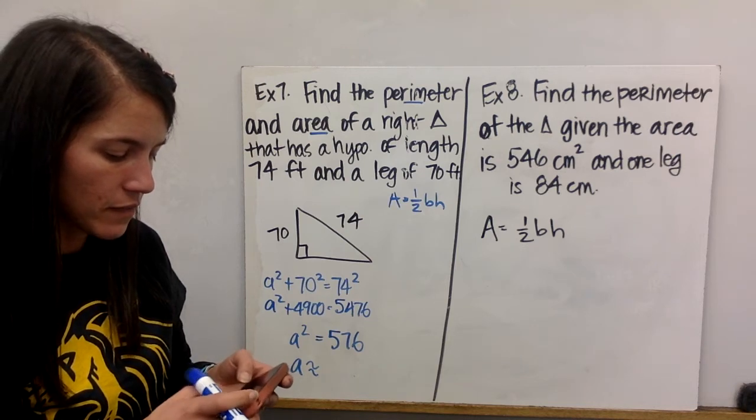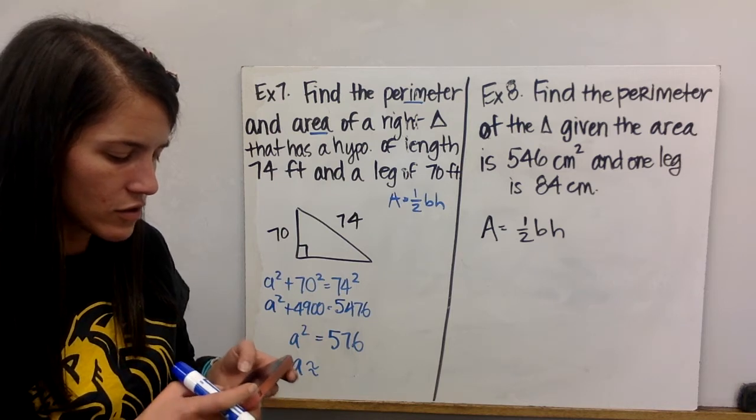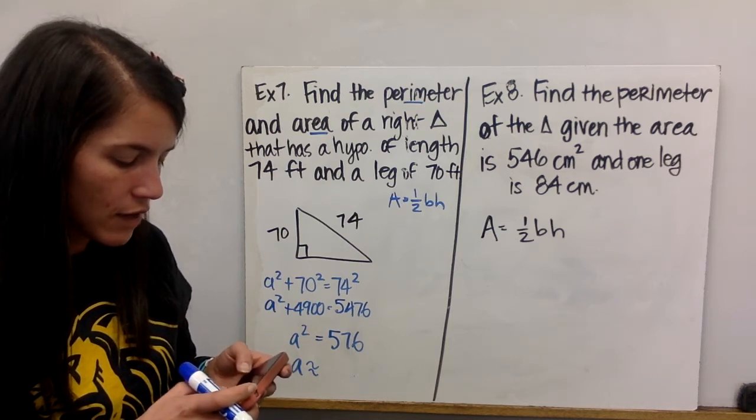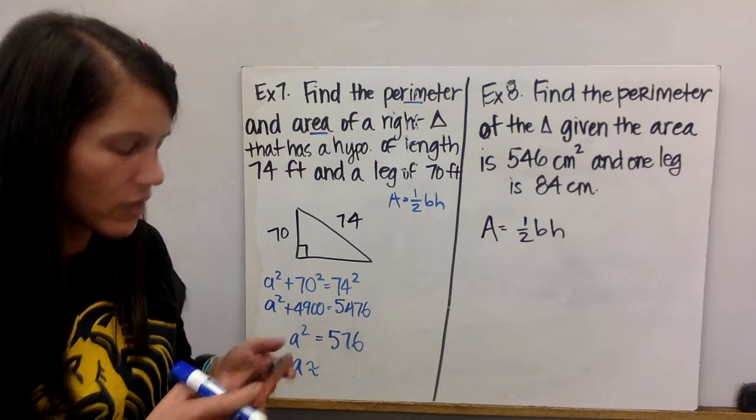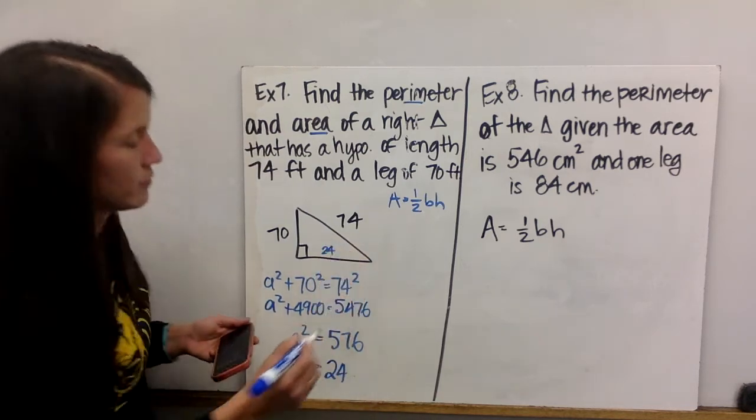That wasn't right. 576? I don't know how to do the square root on here. 576 square root. 24. Oh, so it's equal. So this would be 24.